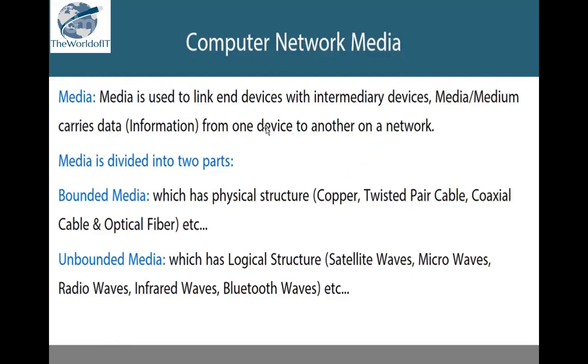Media is used to link end devices with intermediary devices. A medium carries data information from one device to another on a network. Media is divided into two parts: bounded media, which has physical structure, such as copper, twisted pair cable, coaxial cable, and optical fiber, etc. Unbounded media, which has logical structure, such as satellite waves, microwaves, radio waves, infrared waves, Bluetooth waves, etc.